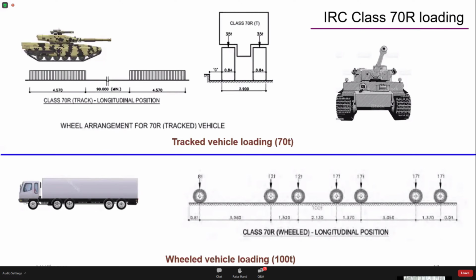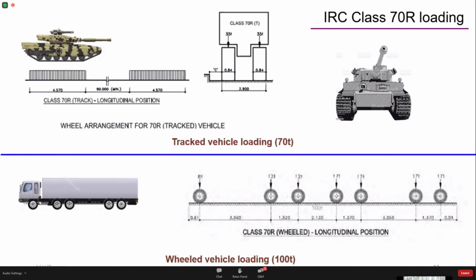So IRC class 70R track vehicle loading consists of a battle tank, something like this. The diagram you see in monochrome or black and white is the diagram given in IRC 6. Sometimes it becomes very difficult to visualize exactly what this load is. So as I mentioned, I've taken the liberty to add some colorful images here just to make it more interactive.